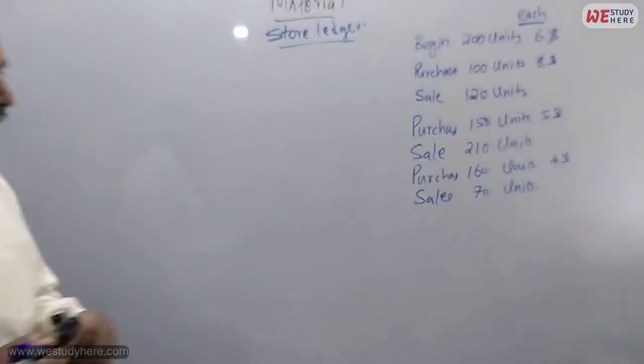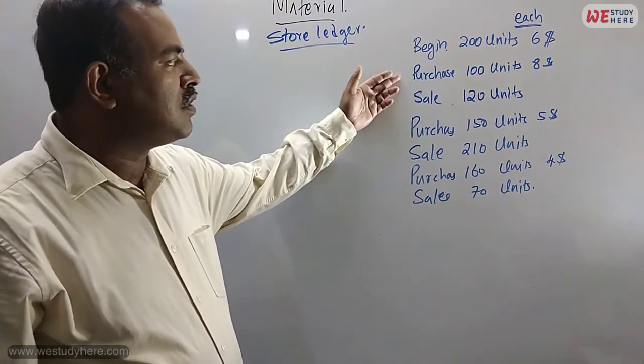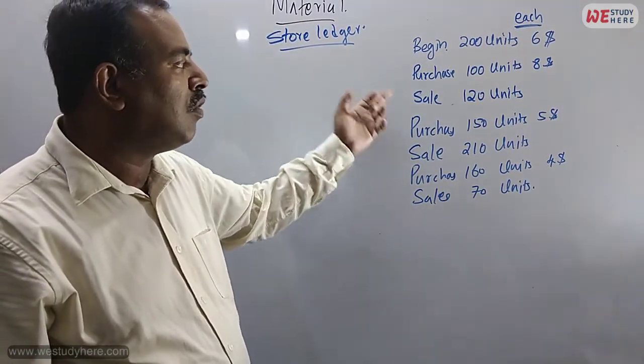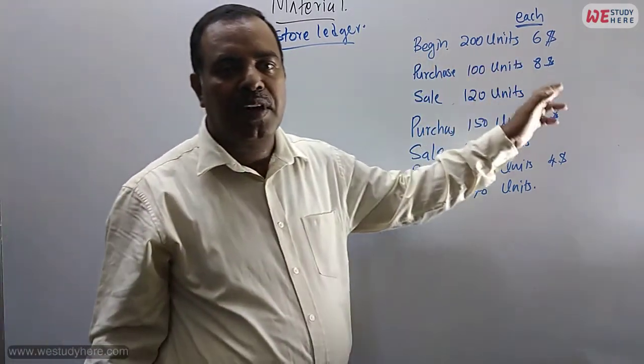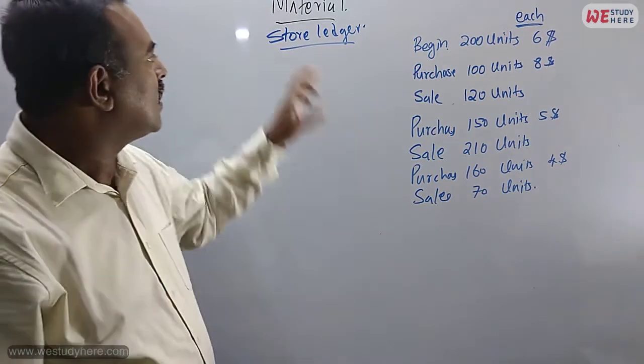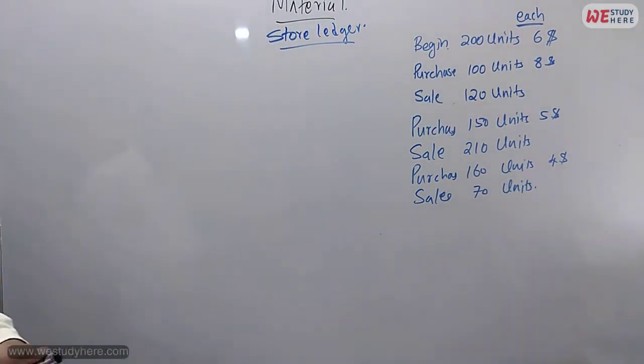If you look at this one, there are some things given to you. Purchase means we are receiving goods from the supplier. Sales means we are issuing the raw material to the manufacturing department, right? From where this we are looking now, in the store, right? That's why we are calling it store ledger. Now in the store ledger, there are different methods to calculate the inventory cost.